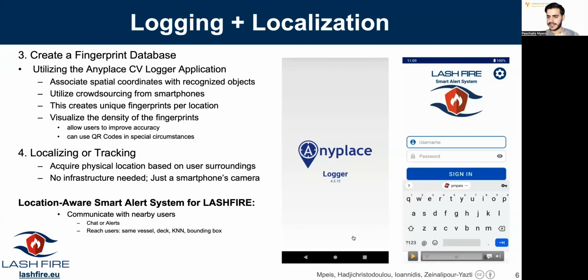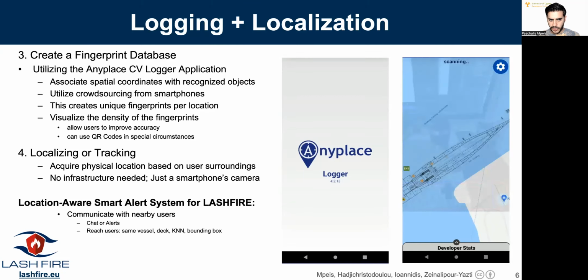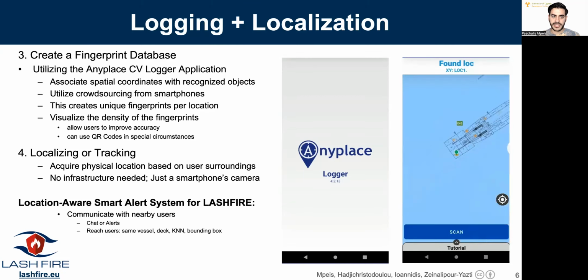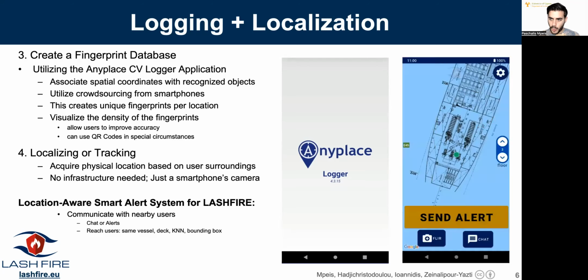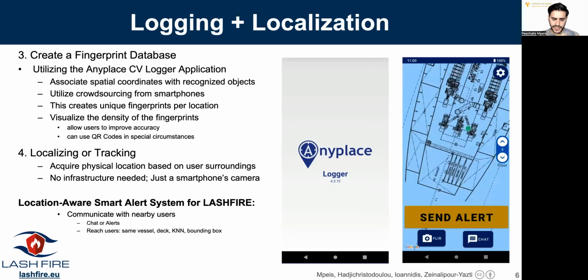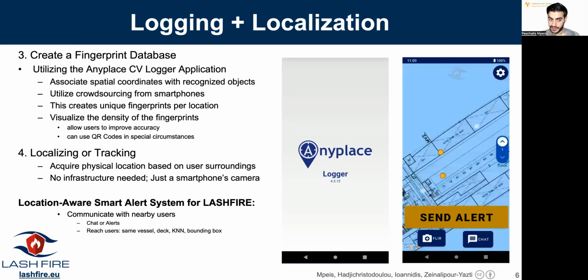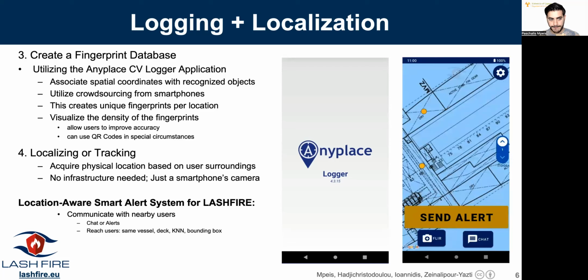Now let's see the localization and tracking in action. The users can acquire their physical location based on their surroundings. There is no need for infrastructure. They just need their smartphone camera. We use this technology to build a location-aware smart alert system for Lashfire. We allow users to track other users, and we also allow them to send some alerts.